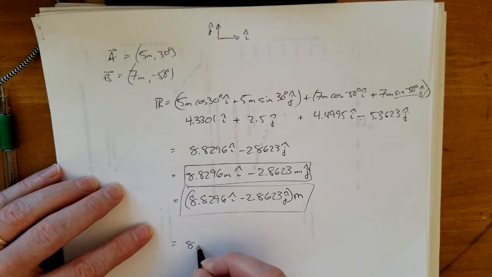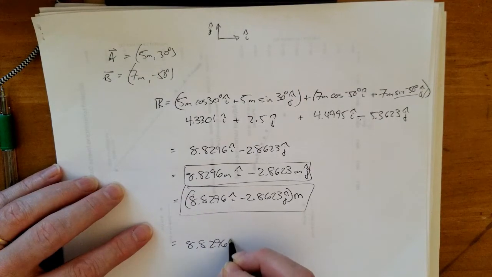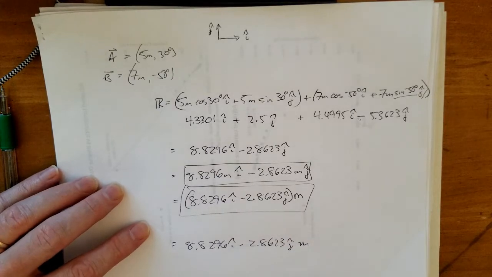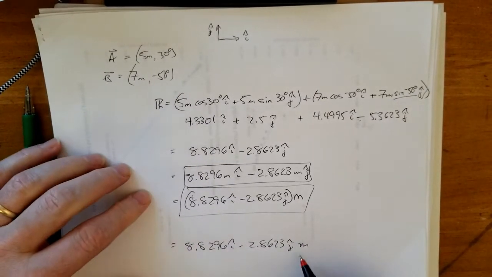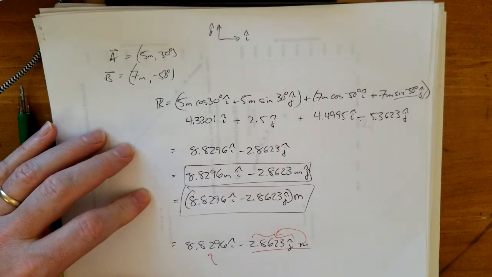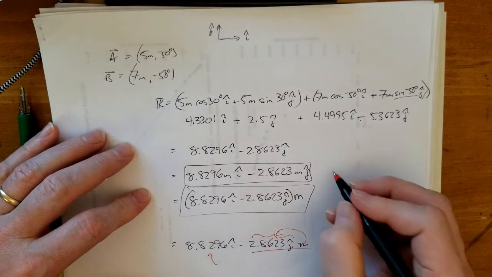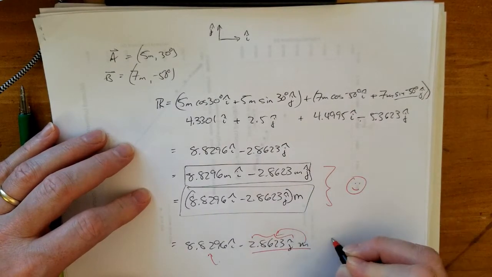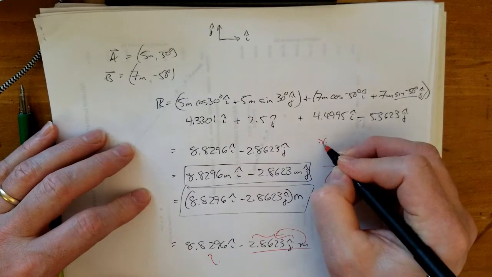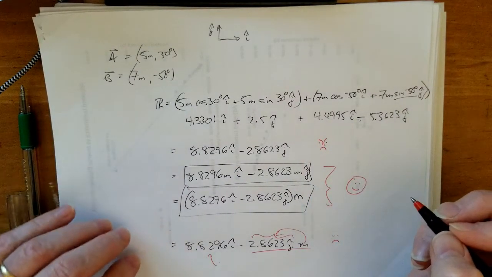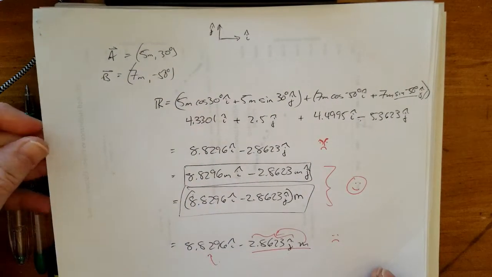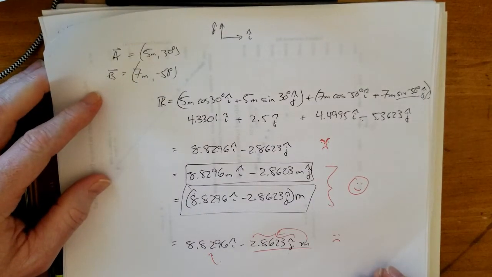If you write 8.8296 i hat minus 2.8623 j hat meters, I will take off for that. Because this meters is only associated with this term right here, and you've left this one blank. And so this is not appropriate. These get the smiley face. This does not get the smiley face. And this right here gets the evil eye. And I've done better evil eyes, but there it is. Addition and subtraction of vectors.